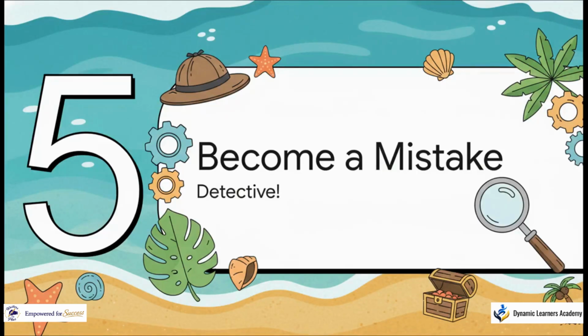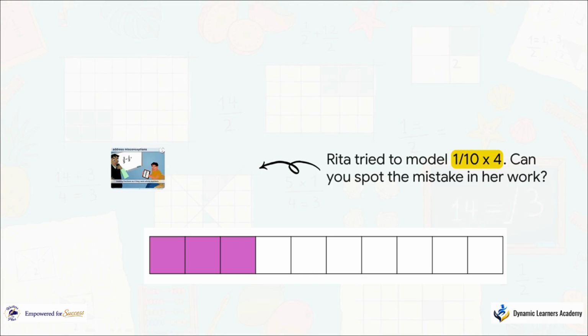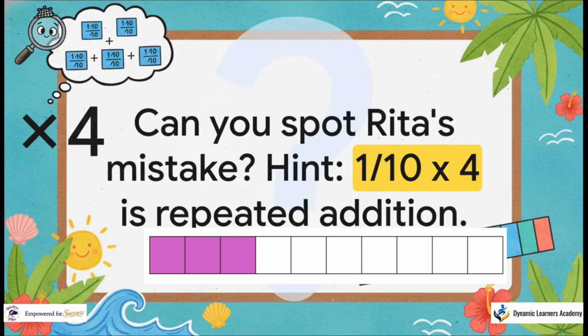All right, you're pretty much an expert at this now, so it's time to put on your detective hat. We're going to look at a problem where someone made a little mistake, and I want to see if you can crack the case. Okay, so this is Rita's homework. She was trying to draw a model for the problem 1/10 times 4. She started off right, she drew a rectangle, and she split it into 10 equal parts to show the tenths. And then she shaded some of them in. But something's not quite right here. Can you be the mistake detective and figure out what she did wrong?